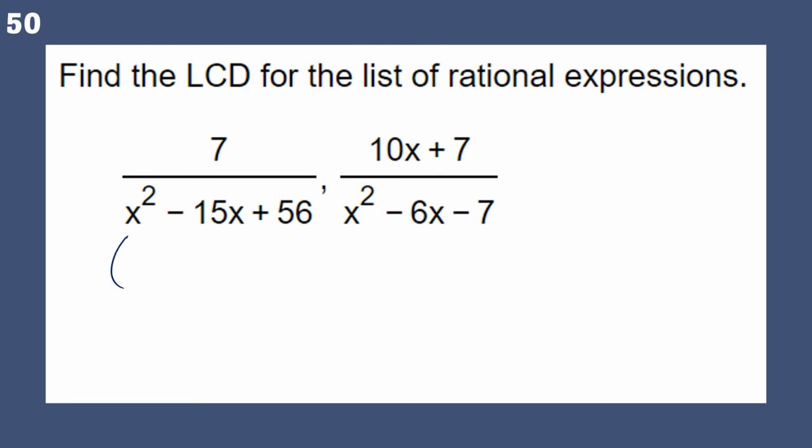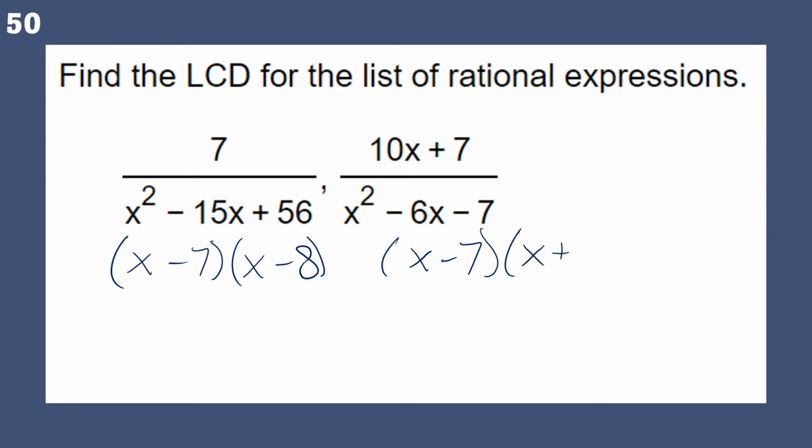So the first one's not too bad because it looks like they're both going to be negative, and this is one of my favorite ones. 56, I always remember when I was a kid, it was 7 times 8. That was one that, for some reason, I memorized quicker than the others when I learned my times tables. The other one is smallish numbers, so it's x minus 7 and x plus 1. Okay, so what I want you to notice is we actually have the same number twice. Notice that we have x minus 7 and x minus 7.